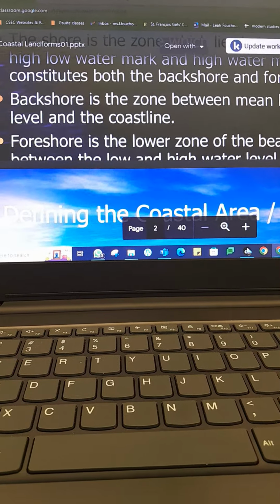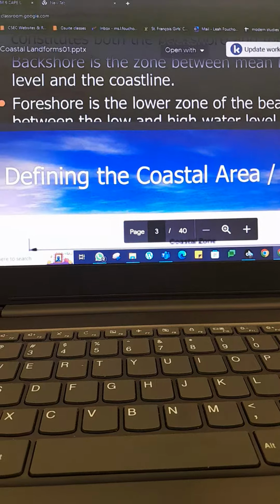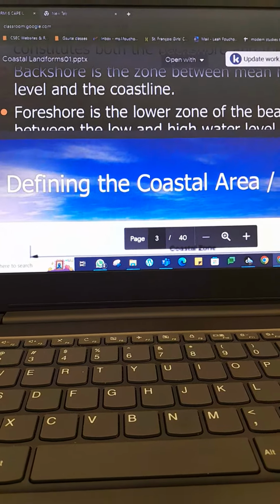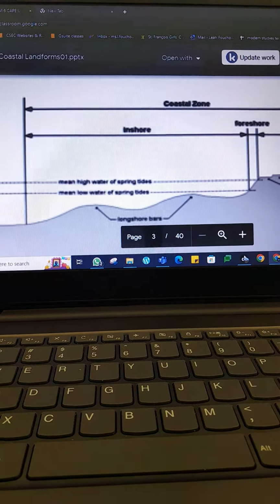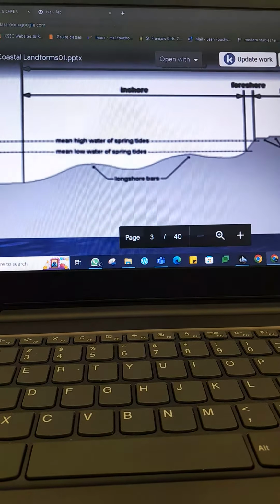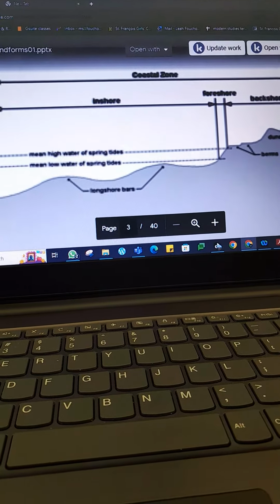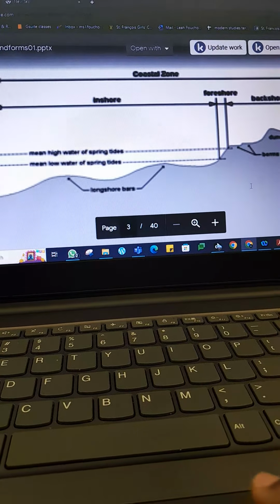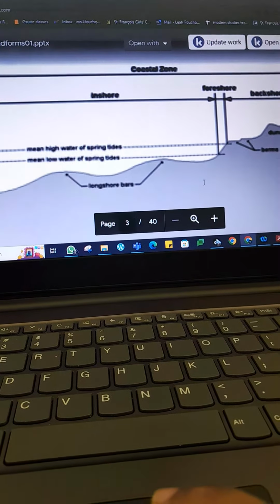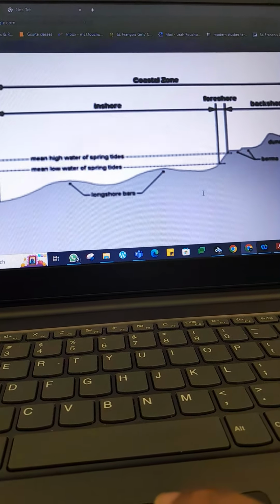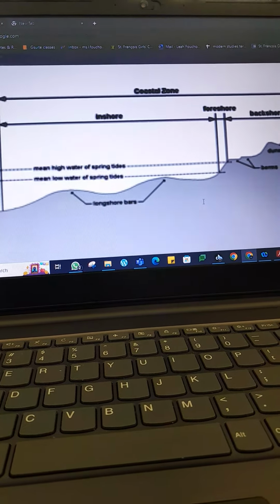Yeah? So back shore is the zone between the high tide level and the coastline. The foreshore is the lower zone of the beach line between the low and high water mark. So this is a diagram, and they love to bring this diagram. It has come a few times for you all to label. So if you notice, this is your low water mark, and then you have the high water mark, and tides, every day you have 2 high tides and 2 low tides for the day.